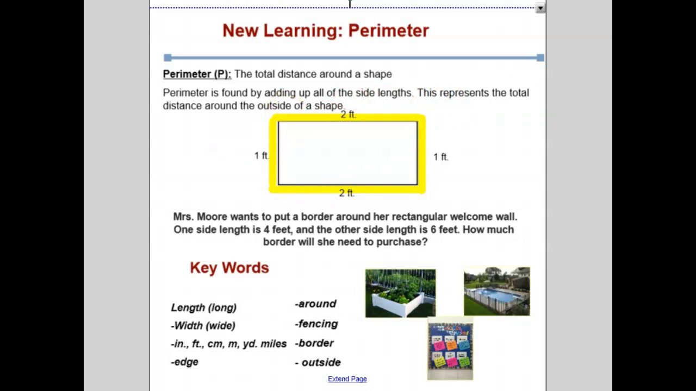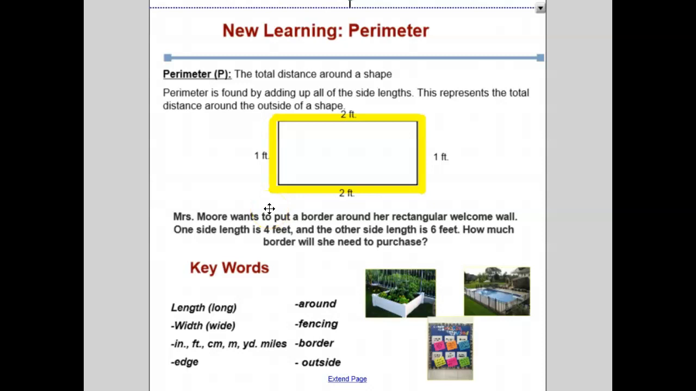Perimeter is also very relevant to your daily life. You will likely solve some perimeter problems later as a student and as an adult. So if I wanted to find the perimeter of this shape, I would very carefully add all of the side lengths. So I know I would add 2 plus 1 plus 2 plus 1, and that would tell me the total distance around the shape. So I know 2 plus 1 is 3, plus 2 more is 5, plus 1 more is 6. So I know the perimeter around this shape is 6 feet.